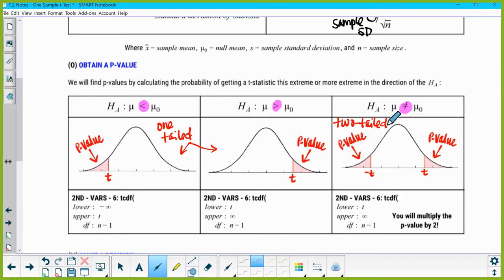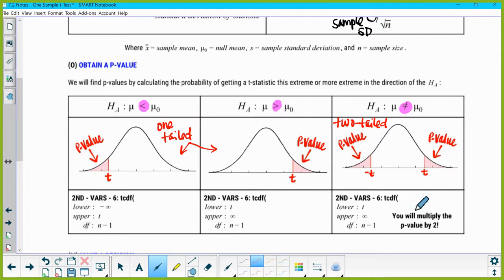So the one-tailed tests are nice and easy. All you have to do is calculate your test statistic. If it's less than, we are shading everything less than that test statistic. And in our calculator, we go to second vars number 6, negative infinity to that value. Degree of freedom is calculated exactly as it was for confidence intervals, n minus 1. If I'm saying I think the mu is greater than the claim, it's going to be everything shaded above that test statistic. And then I do t to infinity when I do second vars number 6.